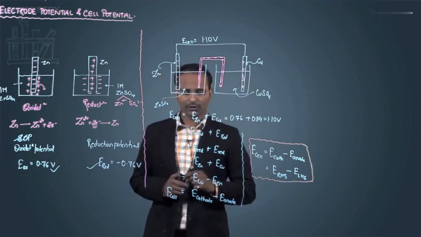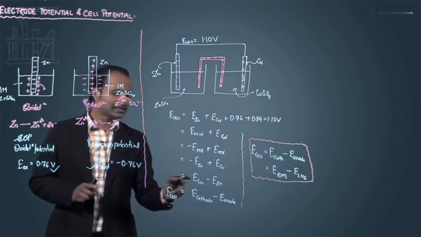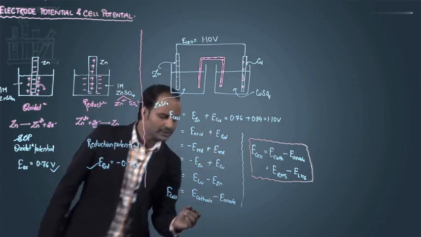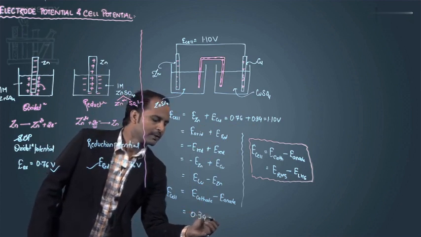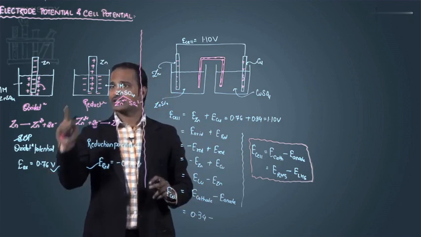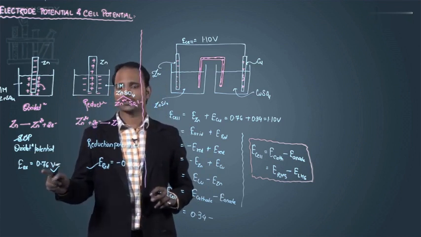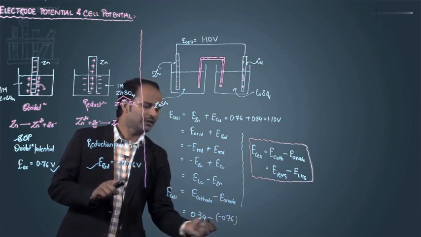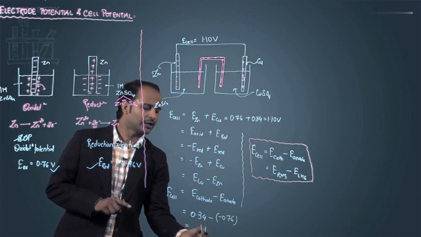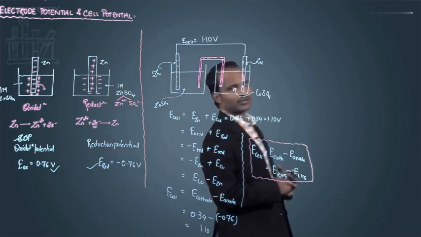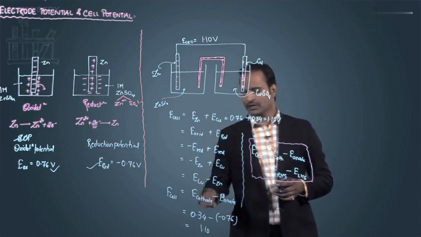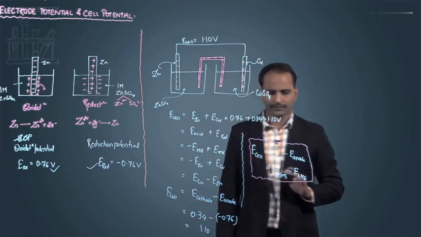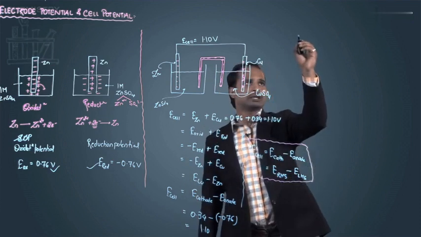Now whether the value is going to be the same or not, let's see. By using this, E cell is equal to, I said, E copper minus E zinc. The reduction potential for copper is 0.34, minus, for zinc the oxidation potential is 0.76, that means the reduction will be minus 0.76. And finally this minus will become plus, so ultimately we are adding only. So whether you consider oxidation or reduction potential, the value is going to be the same. That's why we always consider reduction only, to remove that confusion. Okay, then this is a cell potential.